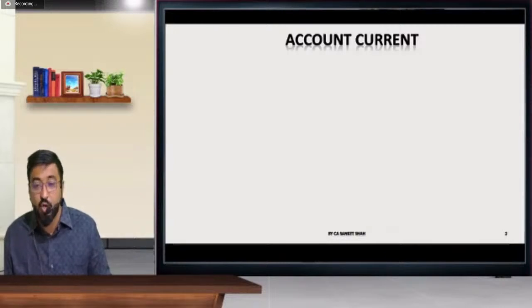And in case of dishonor, the entry will be debtors (drawee's) account debit to bills receivable account, debtors account debit to bank in the second situation, debtors account debit to endorsee in the third situation, and debtors account debit to bills sent for collection in the last situation.